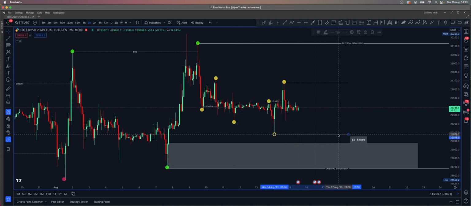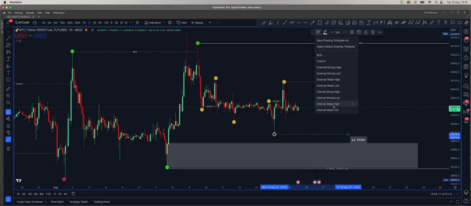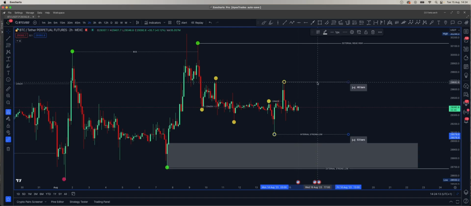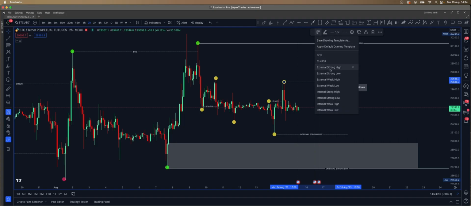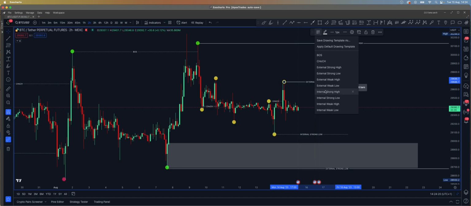So this we would anticipate as a weak low internal, because we'd anticipate that it breaks, but I'm not going to do it as a weak low. I'm going to do it as a strong low, because internally I've seen that structure's shifted, right? We've got a change of character. So I'm going to call this an internal strong low, and I'm going to call this an internal weak high.